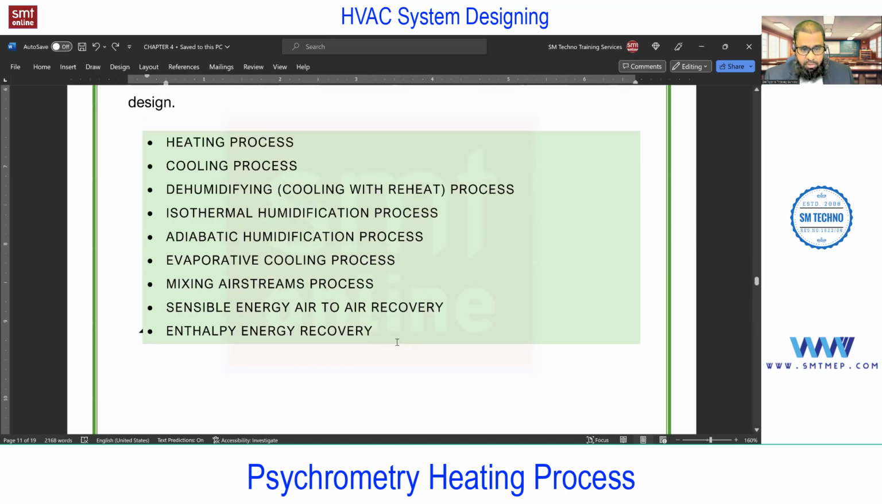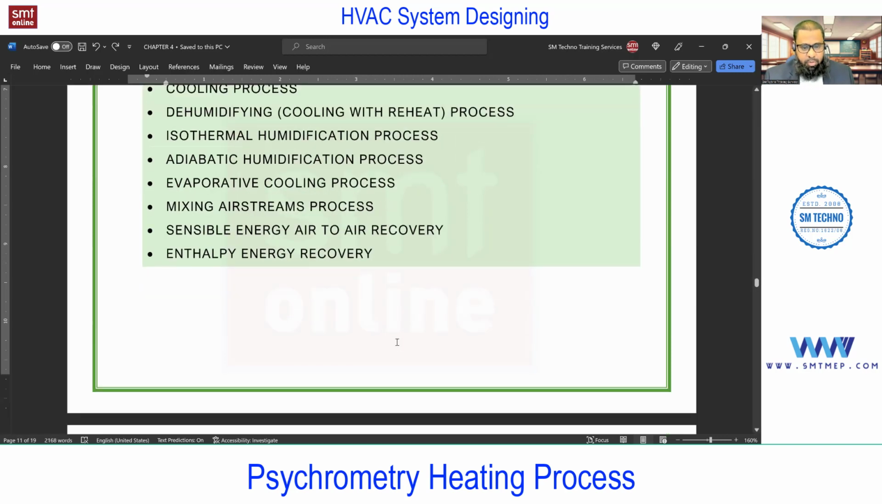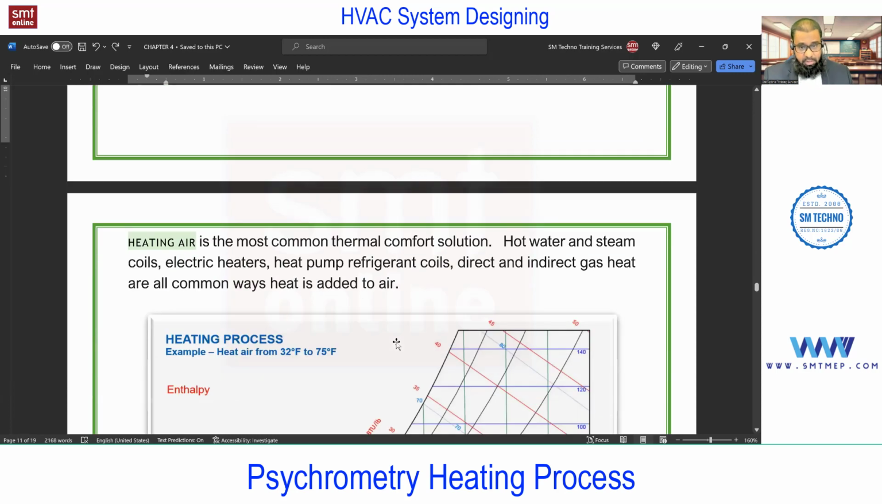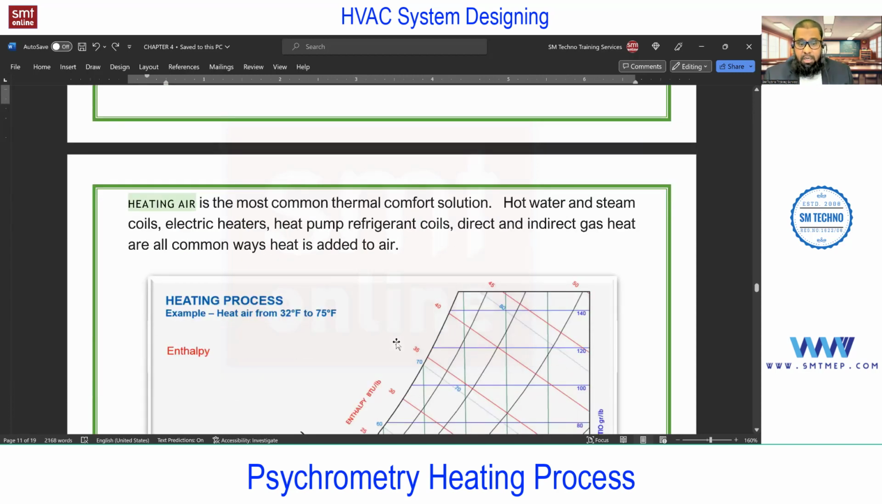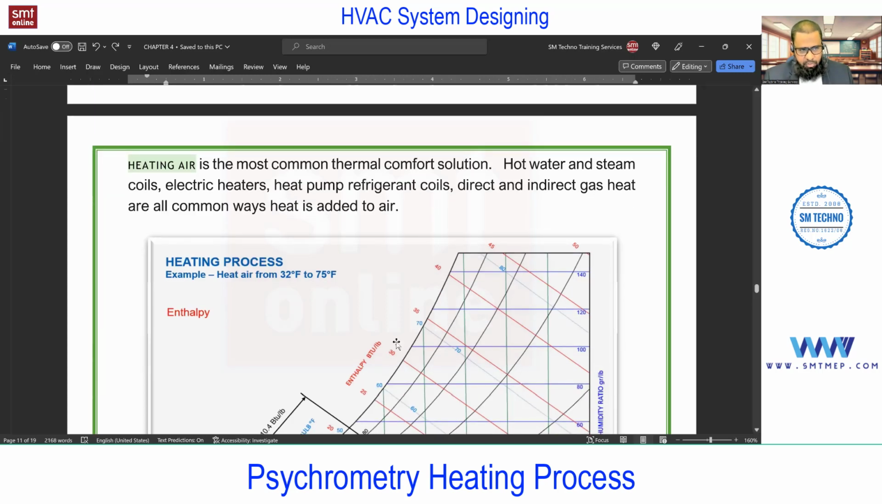The first process, you see, at this level you may not get the complete idea of this, but understanding this process will help at the time of load calculation, especially at the time of psychrometric analysis. So I request you to please focus on this topic, because this is very, very basic for an HVAC design engineer. It's very easy, you can understand. So you see, the first process is the heating process.